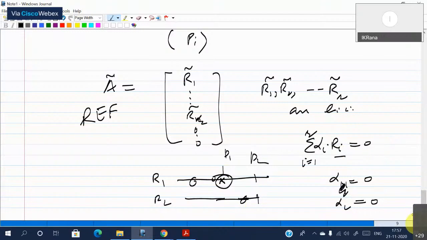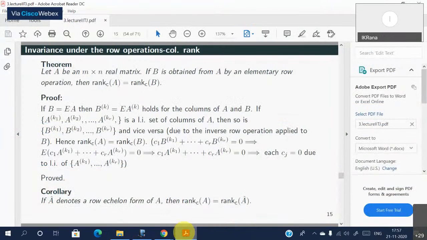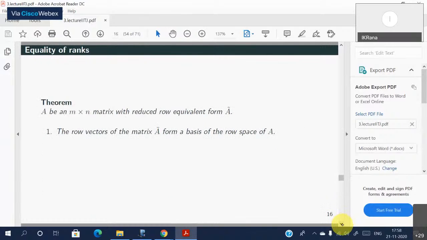So what we have shown from this is that the row rank is the number of row vectors of matrix A tilde that form a basis of the row space. Just now we showed that they are linearly independent and equal to the number of non-zero rows. These are the only non-zero vectors, so they form the maximum linearly independent set. So that forms a basis for the row space.